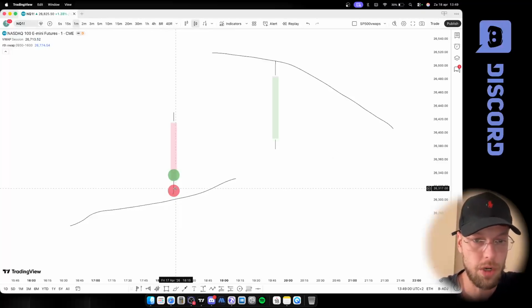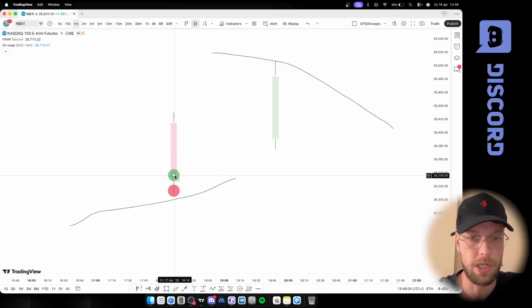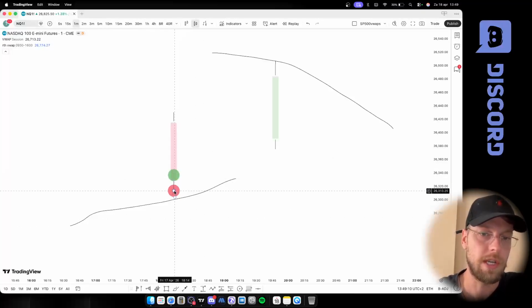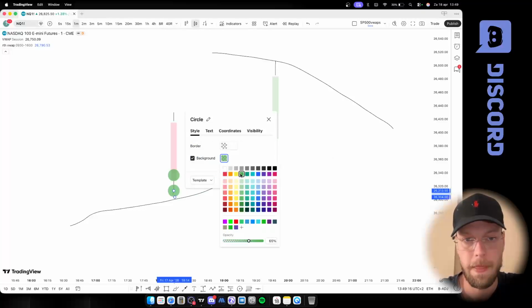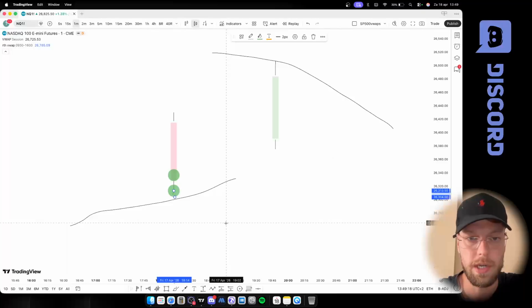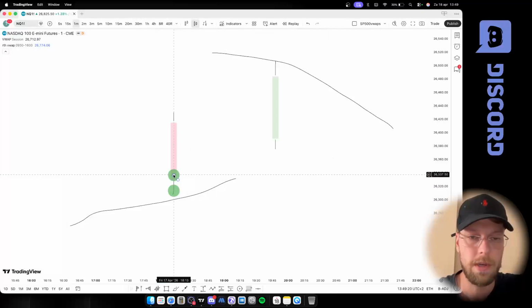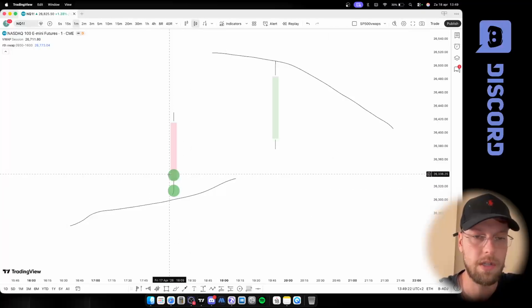So we have the absorption. We hold above it, and now we see a buyer stepping in. So this is also a go sign. So if this one is green, it's rejection. Okay, someone is buying on VWAP. Once we hold above it, it's a go sign.